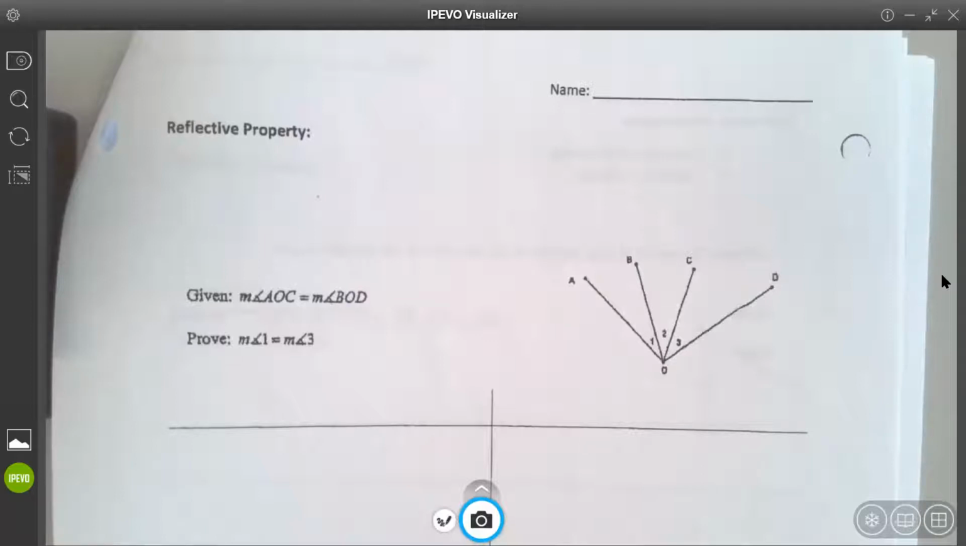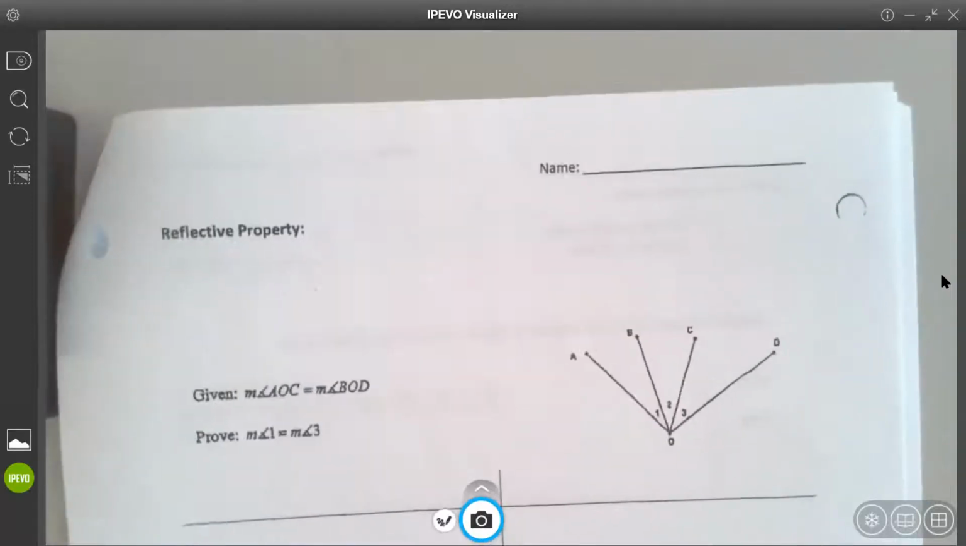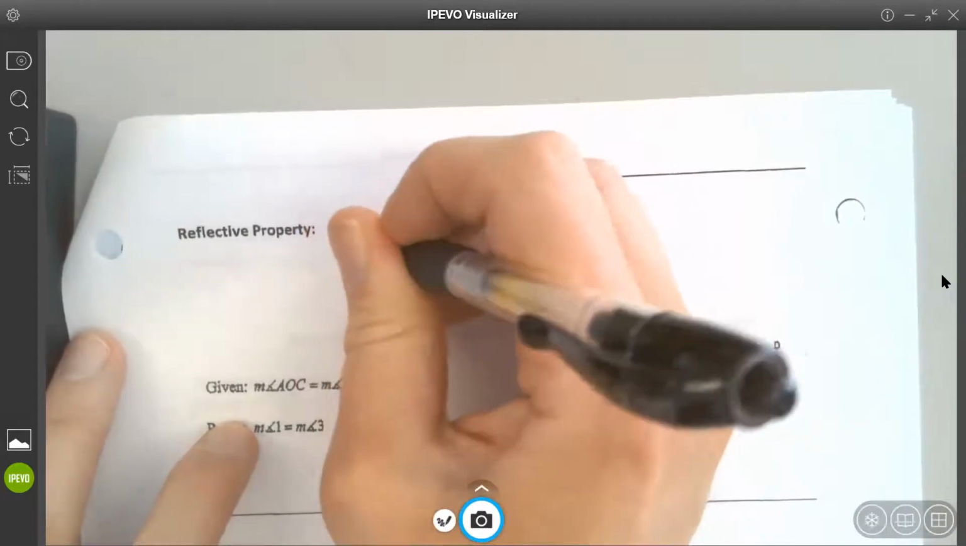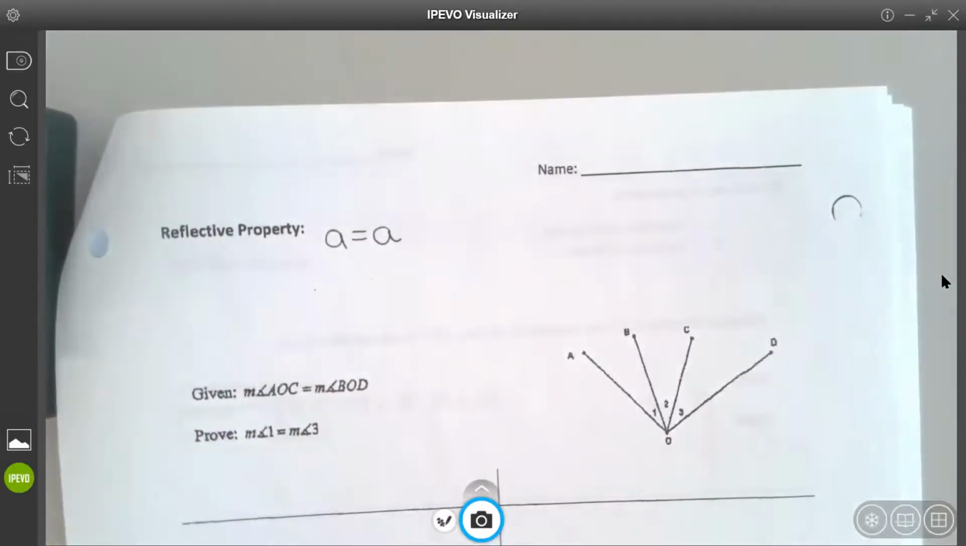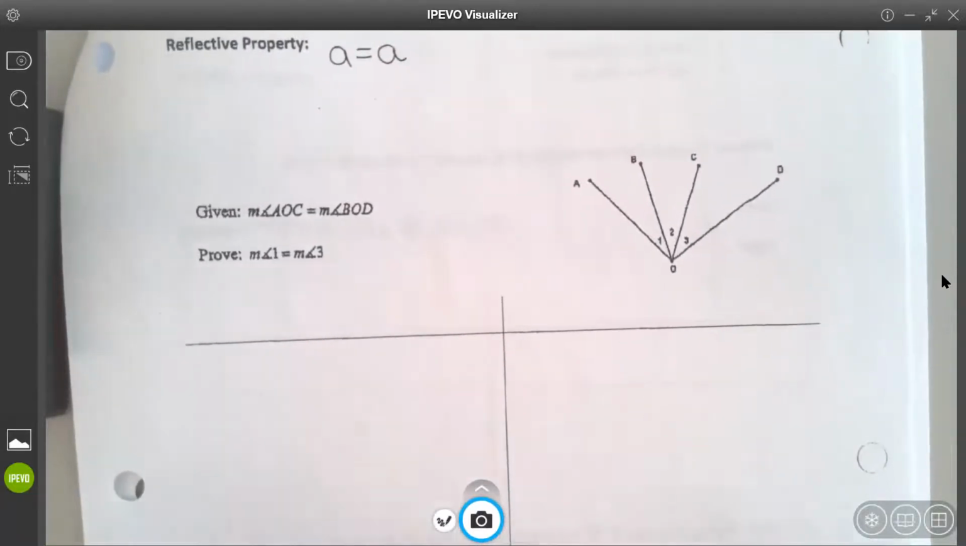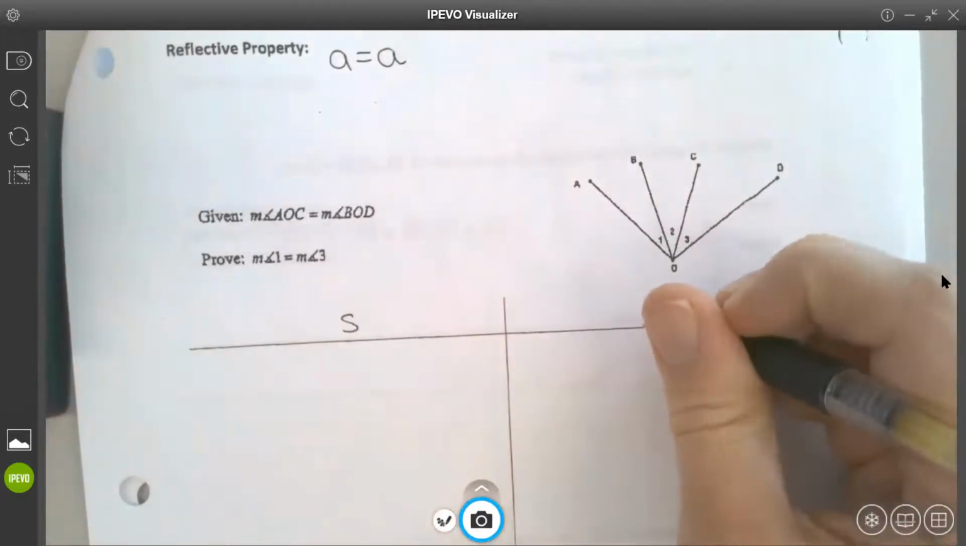Okay, so we're adding another property. This one seems silly at first. You'll see why it makes sense in a minute. Reflexive property: A equals A, something equals itself. It seems like, why do we even need that? I'll explain why we need it when we do this next group. But that's our reflexive property. Really simple property. You'll know it's a reflexive property if you have to use it. So, another proof. Statements, reasons.